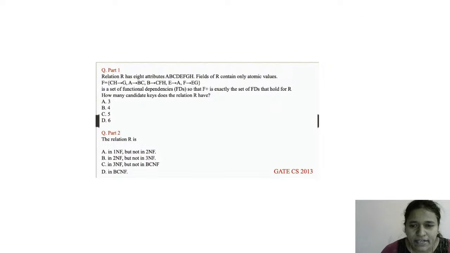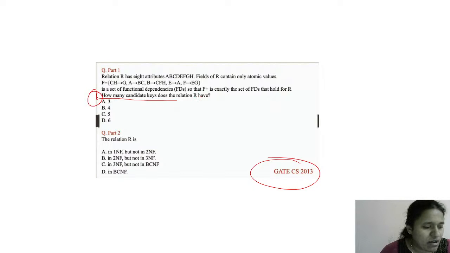Okay, this is the GATE 2013 question. Here in this question, two questions are given. First question is, how many candidate keys does the relation R have? We have to find the number of candidate keys. The answer options given are 3, 4, 5, 6. We have to find how many.